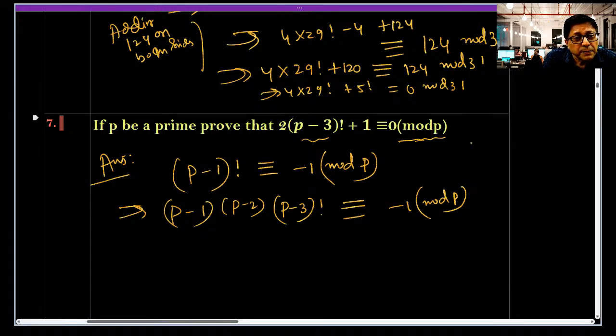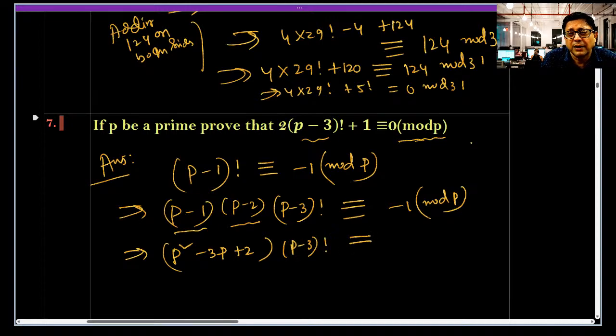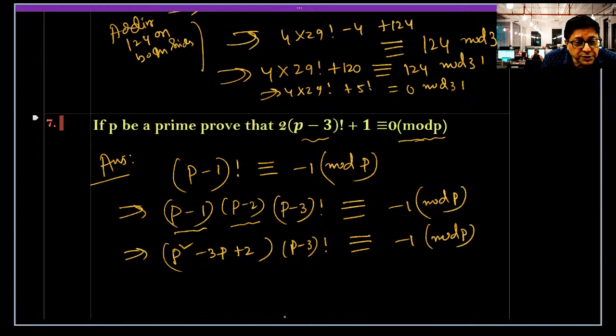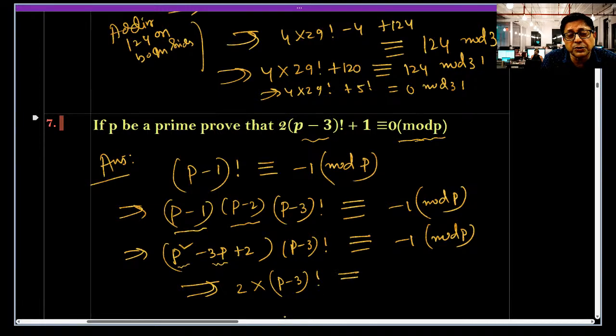Again that product. How many terms are there if you open the bracket? 4 terms. Out of those, you expand it, you write once. If the previous sum is not clear, it will be clear then. See, this part is divisible by p, this part divisible by p. So you can remove it from there. So 2 into (p minus 3) factorial is congruent with minus 1 mod p, and hence the proof.